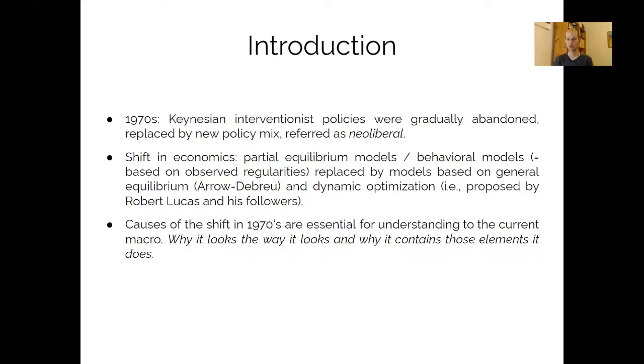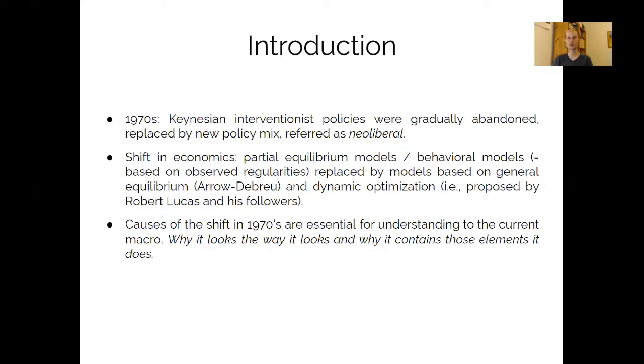There has also been a shift in economic theory from partial equilibrium models and behavioral models that were based on regularities observed in the data. We moved towards models based on general equilibrium, in the spirit of the Arrow-Debreu general equilibrium model, and dynamic optimization, which was proposed by Robert Lucas and his followers. What do I mean by dynamic optimization and the shift from static or partial equilibrium models towards general equilibrium models?